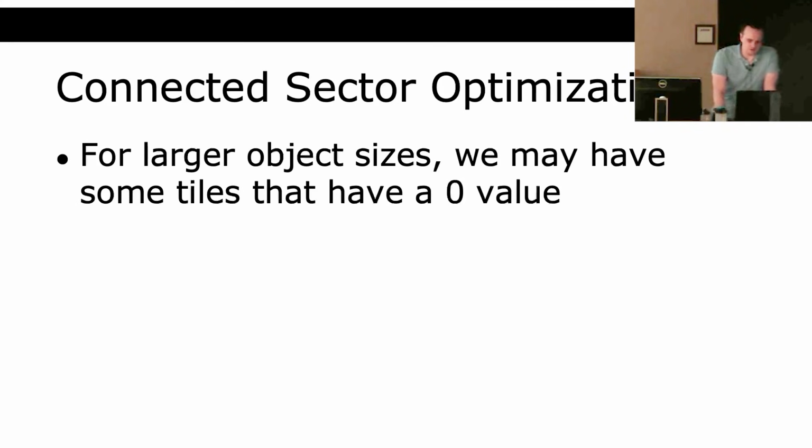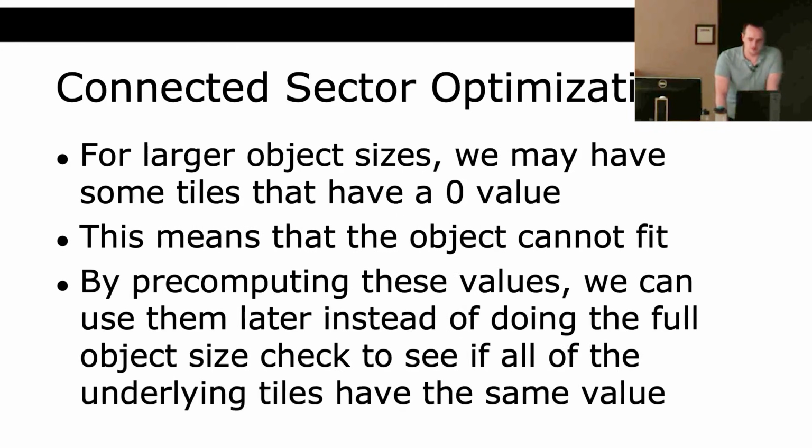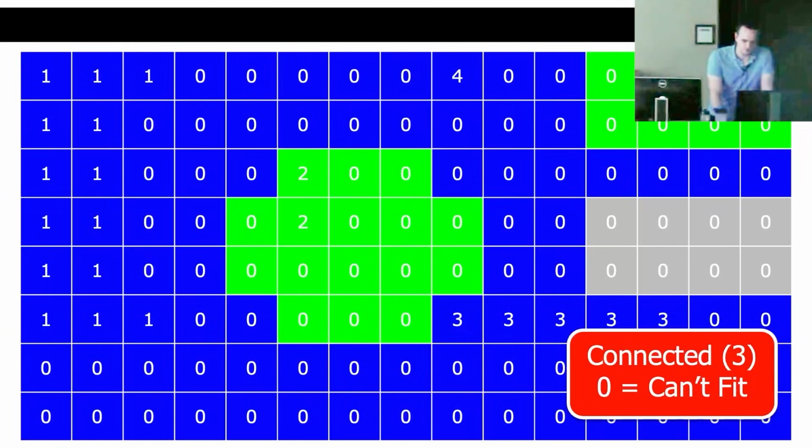So here's the compute sector optimization. For large object sizes, we may have some tiles that have a 0 value. That means the object can't fit. So by pre-computing these values, we can use them later instead of doing the full object size check to see if all the underlying tiles have the same value.